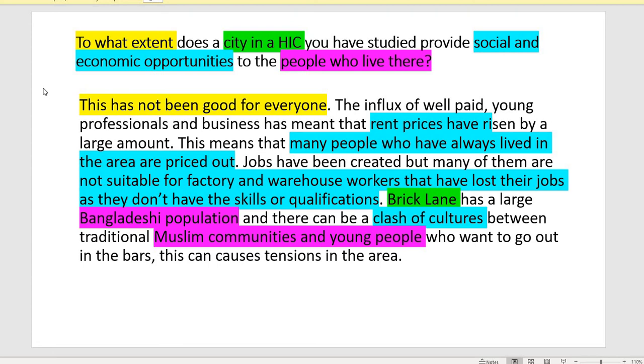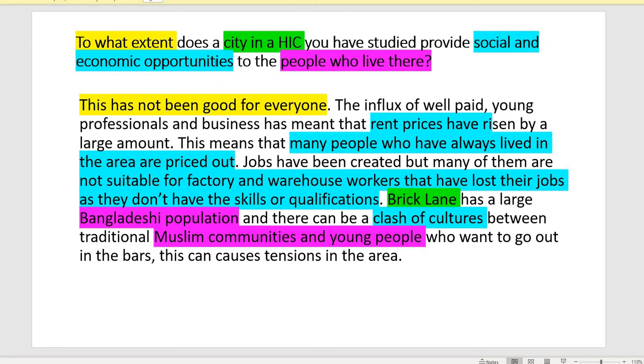Okay, so if we look at this for just one final time, we have got our city in a HIC example because we're still talking about Brick Lane. We've got our to what extent because we've said it's not good for everyone. We're talking about different groups of people who live there again. We're talking about the Bangladeshi population, the Muslim communities, young people. We've also got here the factory and warehouse workers, okay, the people who originally lived there. And then we have got a lot of stuff about the opportunities.